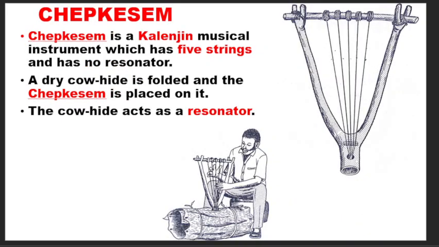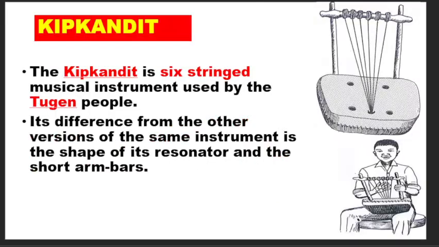Now let's look at chepkesem. Chepkesem is a Kalenjin musical instrument which has 5 strings and has no resonator. A dry cowhide is folded and the chepkesem is placed on it. It doesn't have a resonator.